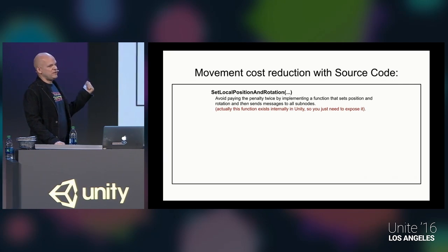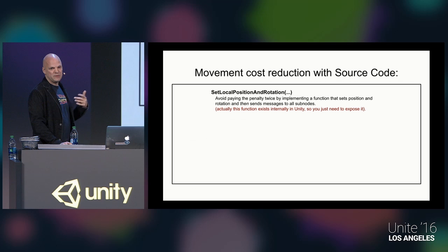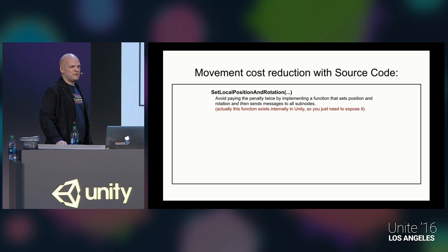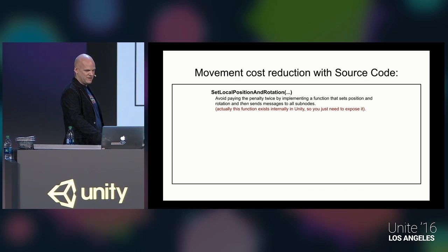You can, for instance, set the position and rotation at the same time instead of setting position first and then rotation. That's clever, then you only pay the penalty once. And the sad thing is that that function exists internally in Unity. It's just not exposed. So if you have the source code, you can expose this in 2 minutes. And if you sit close to a Unity guy, you can ask him to expose it for the next update, because that would be a nice function to have.